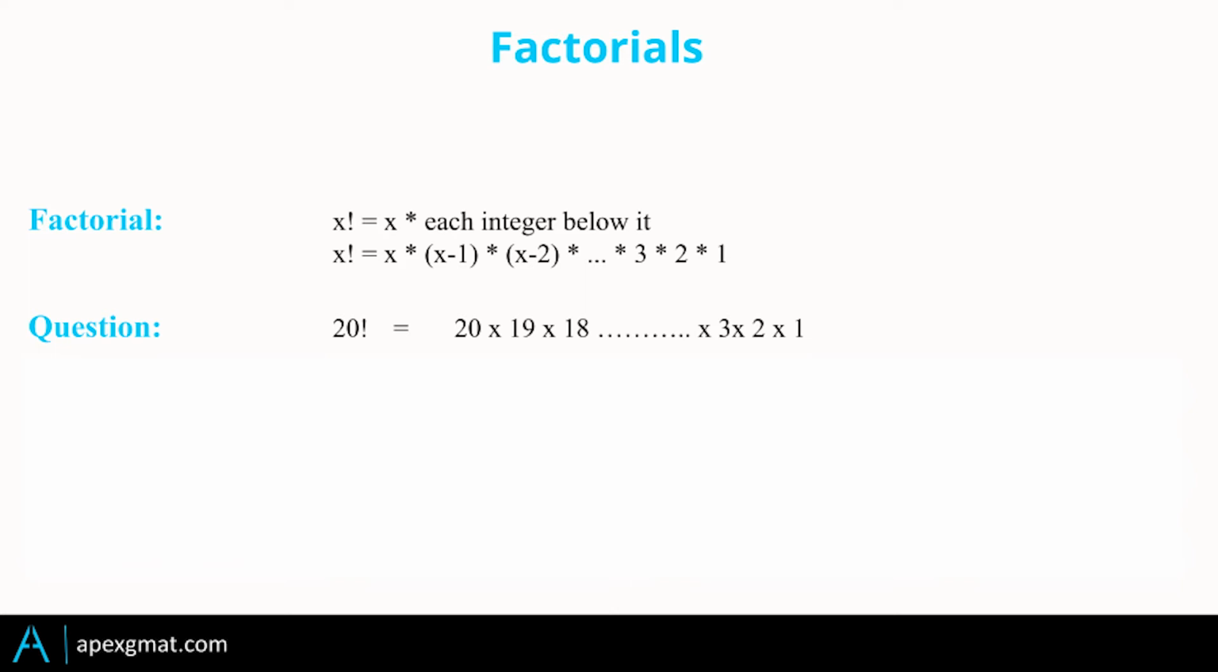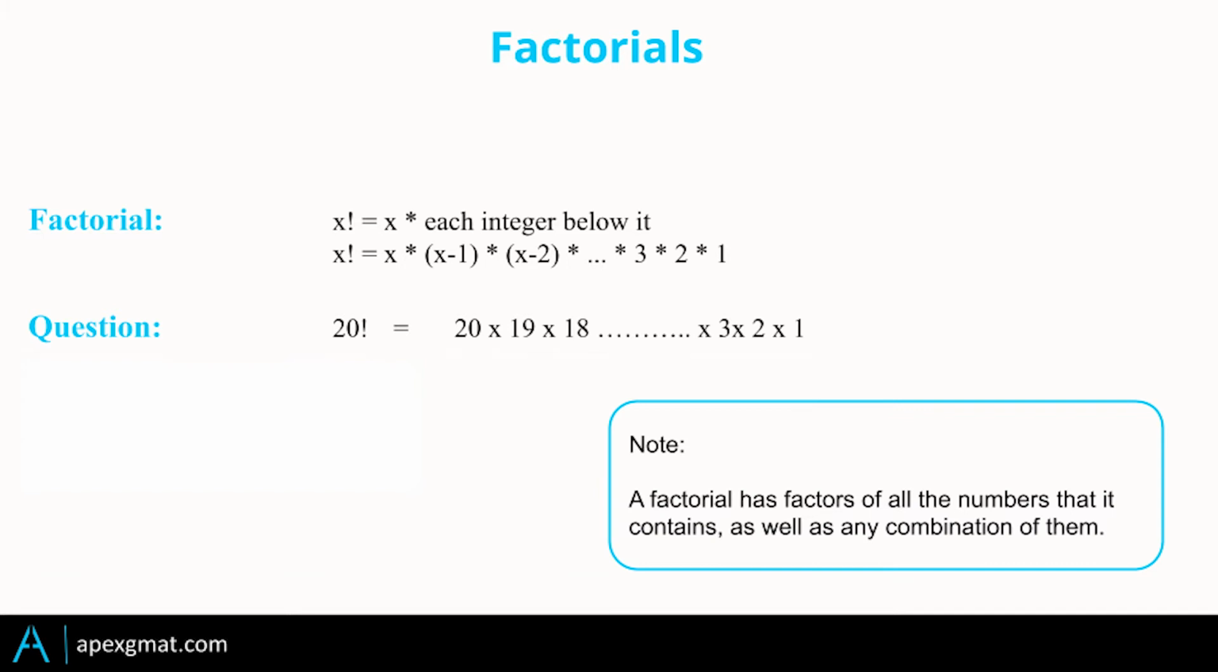What we want to notice about any factorial is that it has as factors every number that it contains. So 20 factorial is divisible by 17, it's divisible by 15, it's divisible by 13, 9, 2, what have you, and any combination of them as well. When we're adding the 17 though, the GMAT is counting on the idea that we don't know what to do with it. And in fact, that's the entire difficulty of this problem.